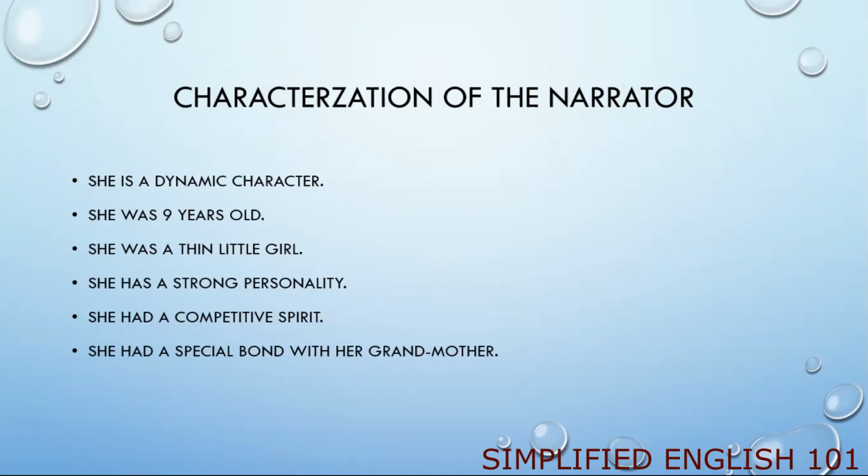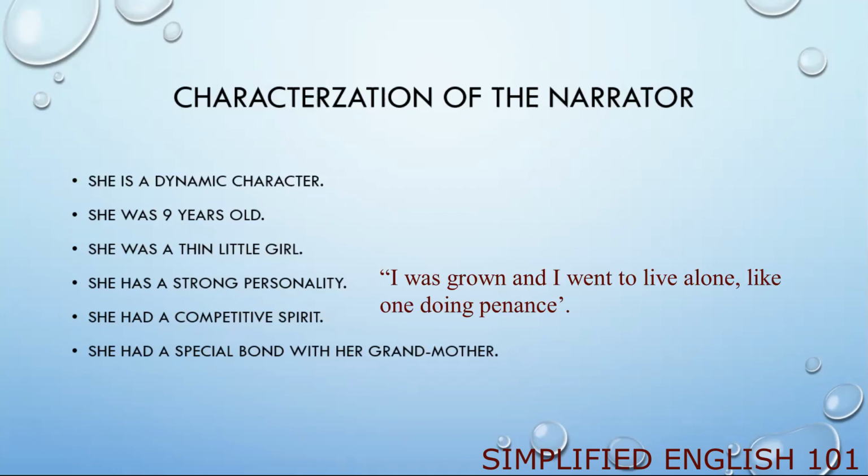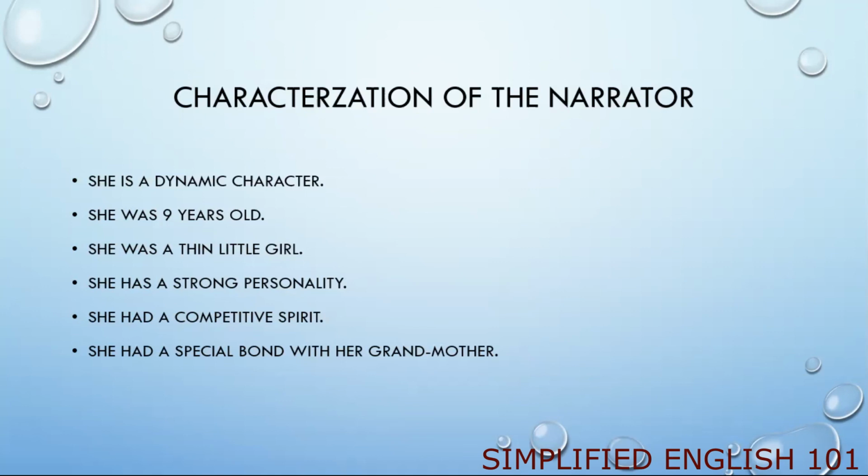We also notice that she's an artist. So that means that she has grown intellectually and mentally. Now, as an adult, this narrator seems to bear some sort of guilt for her grandmother's death. And at the end of the story, she says, "I was grown and I went to live alone, like one doing penance." Now, penance has to do with inflicting punishment on oneself because they feel like they've done something wrong. Rather, it's atoning for your sin.